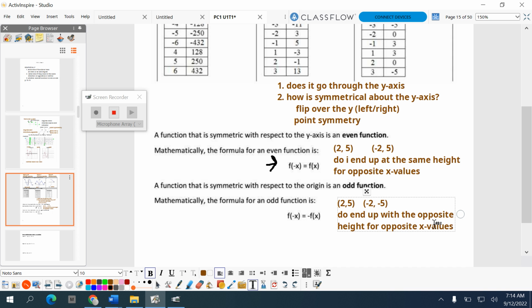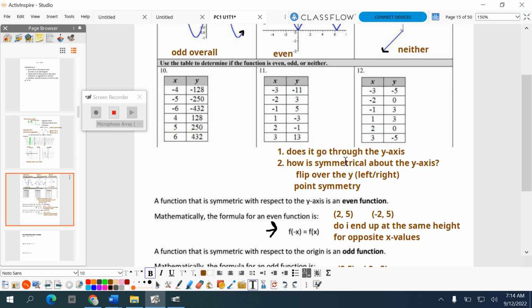That's how I determine. And if I can't get either one, then something is not right, and it's a neither. So even, same heights; odd, opposite heights.